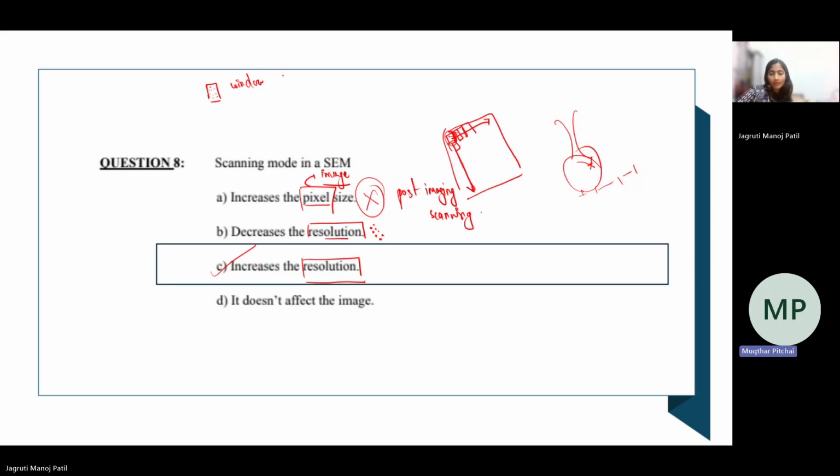But which microscope is going pixel by pixel, ma'am? SEM or TEM or optical? Which microscopy do you have? We never go pixel by pixel. We take a collection of pixels, a window of pixels. Okay, ma'am. Got it, ma'am.